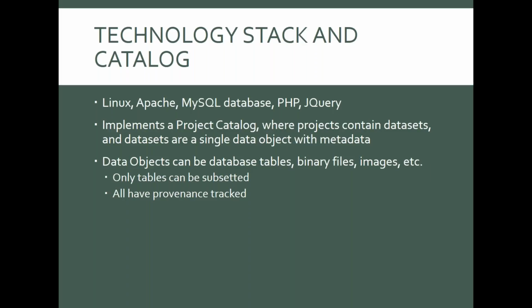And a data object can be a database table. An object could be a binary file or an archive of binary files or images, pretty much anything. But with this system right now, we are only subsetting tables, so actual tables within the relational database. And then we have provenance tracking capability for all of these, though we haven't turned it on yet for binary files and images.